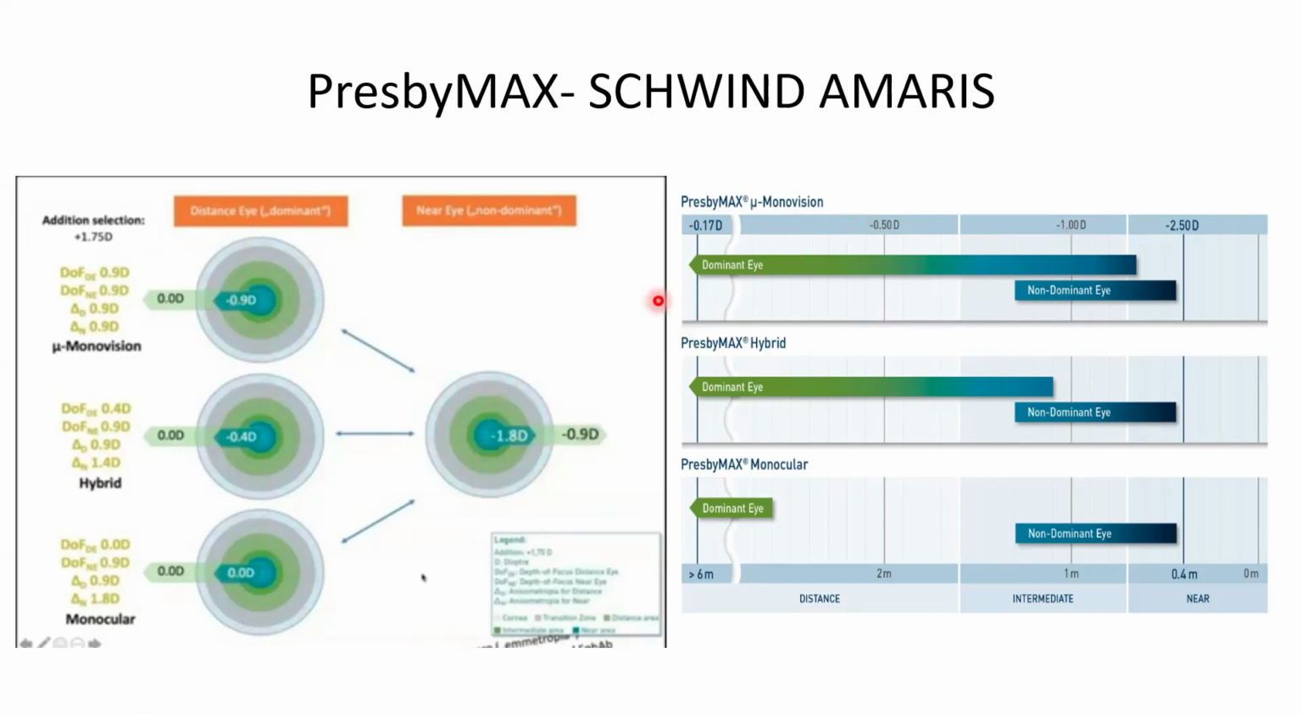If we come to this graph, we can see that in the dominant eye, the patient is reading far distance and up to 1.5 or 1 diopters for near, and the non-dominant eye is going to take care of your intermediate and near needs. One thing important to note here is that in the non-dominant eye, we are correcting up to minus 1.8 diopters, which is about minus 2 diopters.